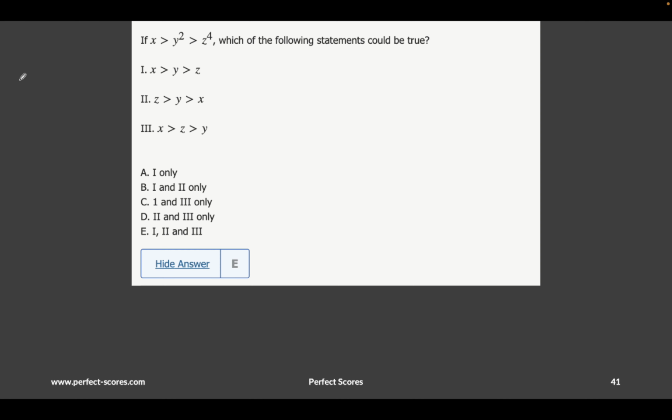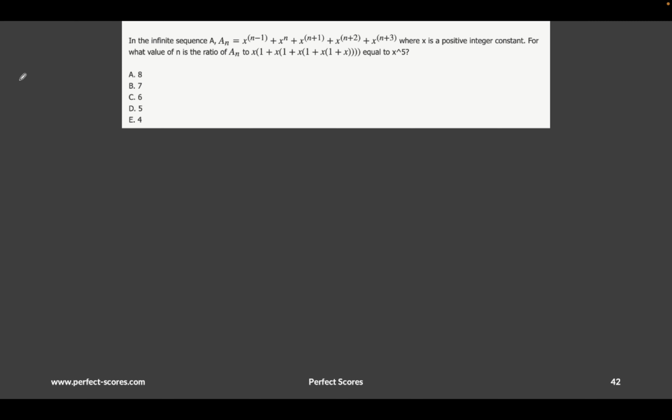So answer option E is possible. So that's for this question. Now let's move on to the next one. So let's go ahead and solve this question here.